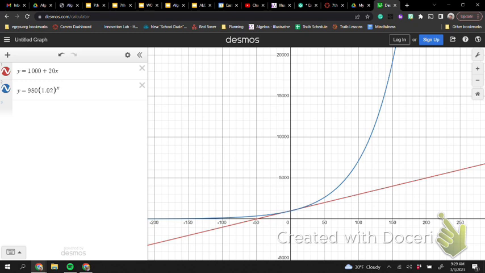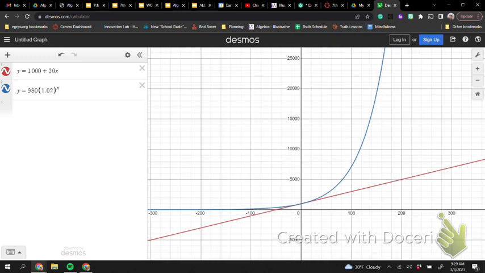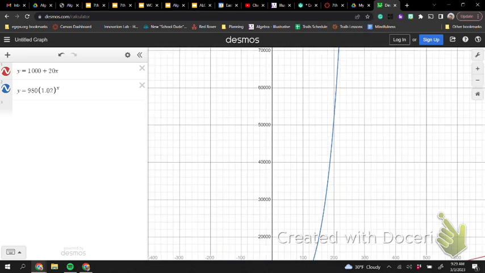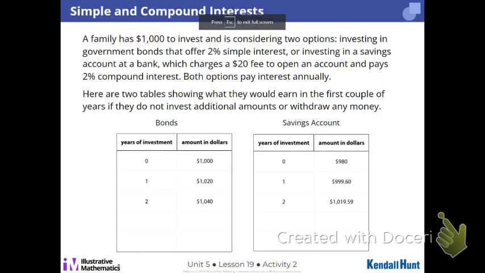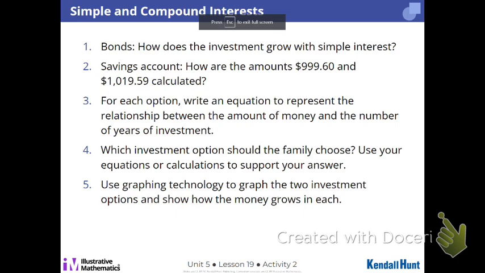Cool? How high does it look at 200? 200 years? In 200 years, you can turn your 1,000 into 50,000. Ooh, time is money. I've heard that said before. That's why money can pass generations. Yeah, we did that one.